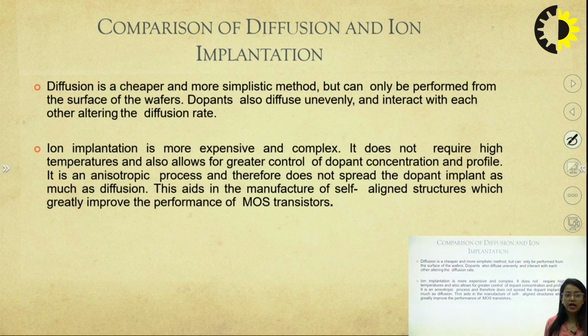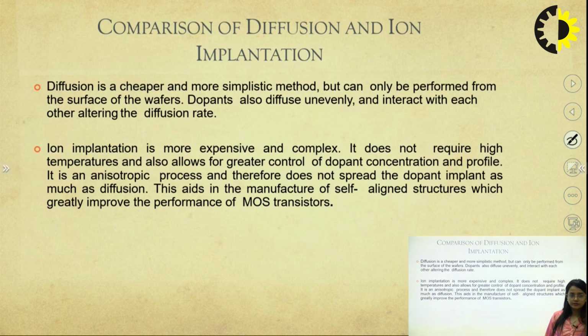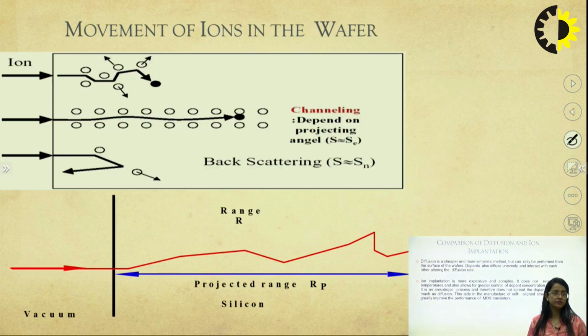It is an anisotropic process. Now, diffusion was an isotropic process, therefore implantation does not spread the dopant as much as diffusion. So, we have seen in the previous slides also, that ion implantation is not spreading everywhere. So, this is what we were talking about. This aids in the manufacture of self-aligned structure, which greatly improves the performance of MOS transistors.